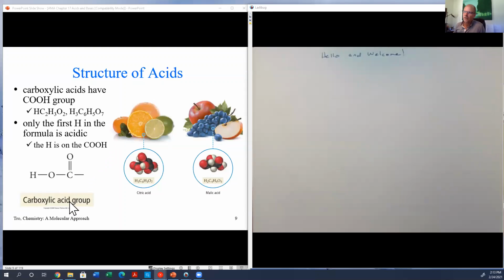So here's what a carboxylic acid group looks like. C double bond O, OH. That's why you write it COOH like this. And then it usually is attached to something else on this side.